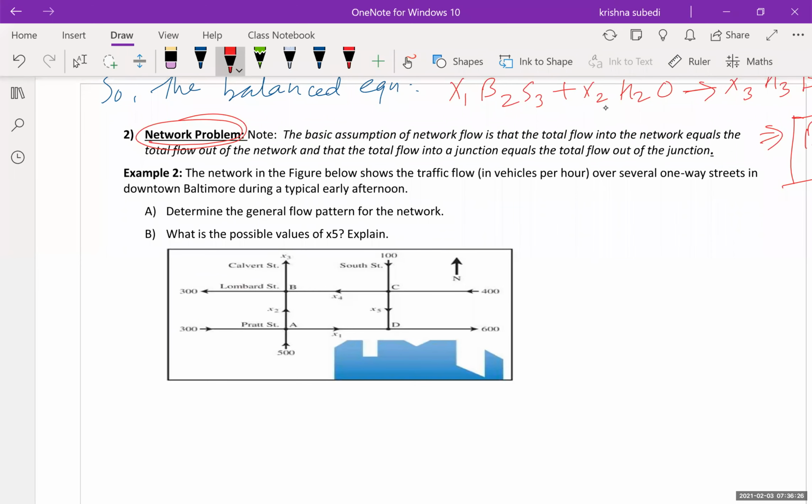So the network problem is one of the most important assumptions that you need to keep in mind. As a matter of fact, this is also common sense, that in a network problem, whatever goes in comes out. In other words, total flow in equals total flow out. This is the fundamental thing that you need to remember, okay? Total flow in, whatever goes inside will come outside.